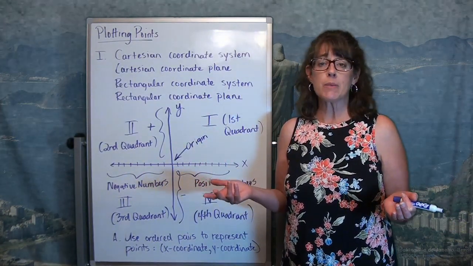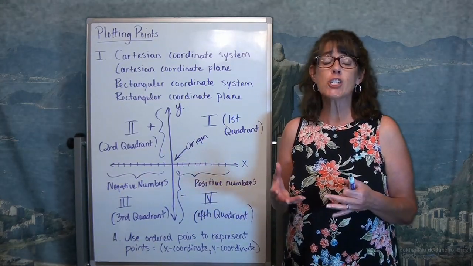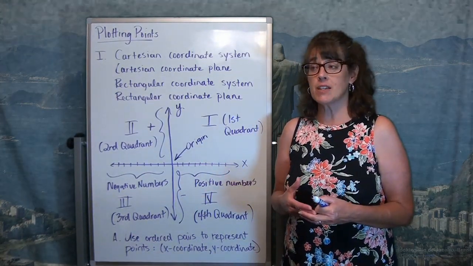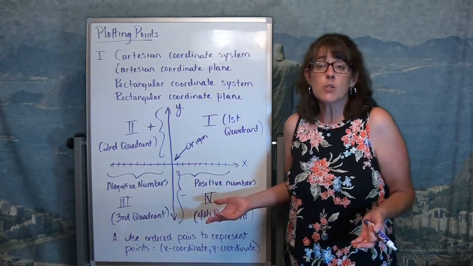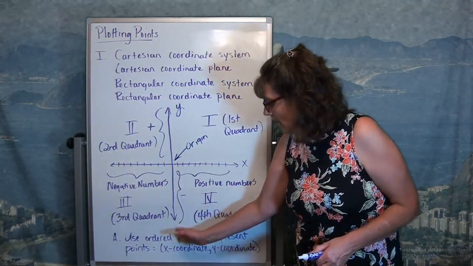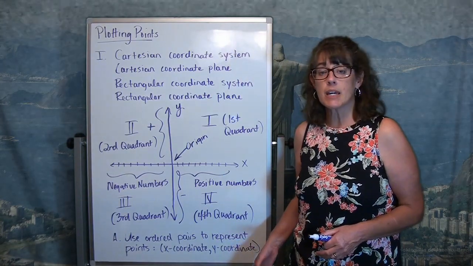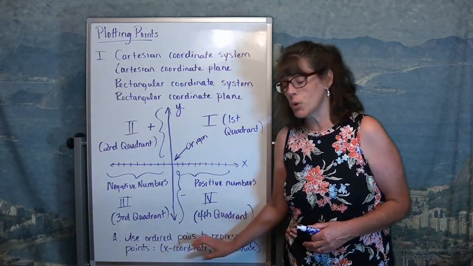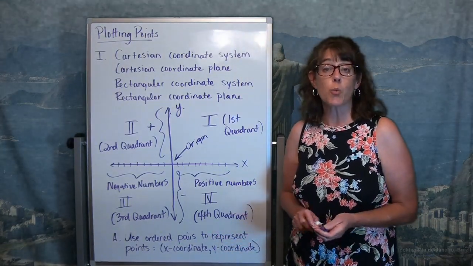I know people think mathematicians really try to make things hard. Actually, we don't. We try to make things very easy. So we try to put things as easy as possible, and the easiest way to go would be alphabetical. So x will come first, y will come second. So when you have an ordered pair, the first coordinate here will be your x coordinate. The second coordinate here will be your y coordinate.